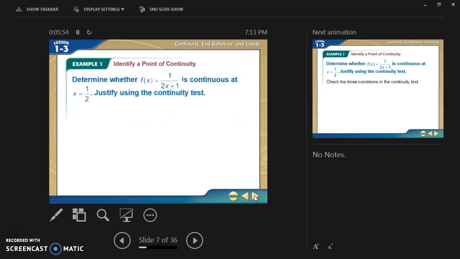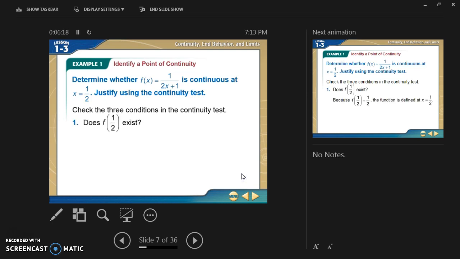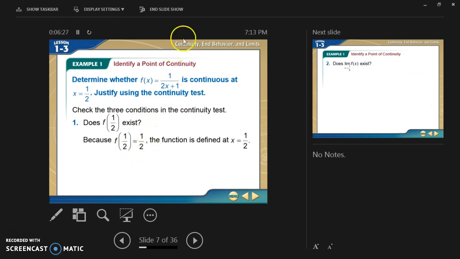Now we're going to identify a point of continuity. We want to determine whether or not the function f of x equals 1 over 2x plus 1 is continuous at x equals 1/2. We could graph this and try to trace it, but we're going to use the continuity test to justify it. So we have to check those three conditions. The first one: does f of 1/2 exist? I'm going to put 1/2 in for x. 2 times 1/2 is 1, 1 plus 1 is 2, so you get 1/2. This means the function's defined at x equals 1/2.